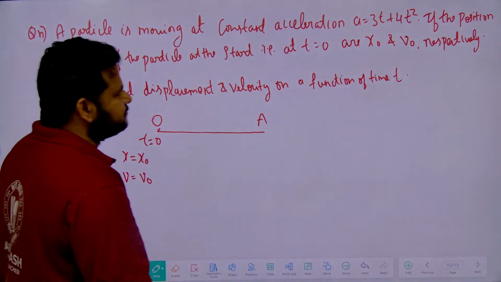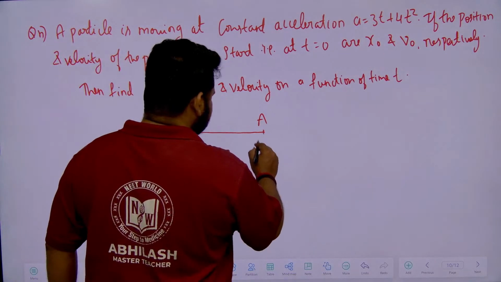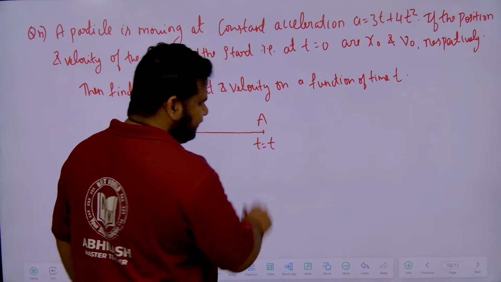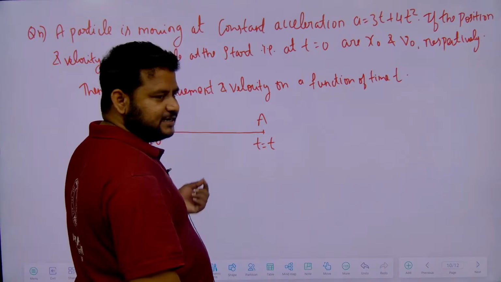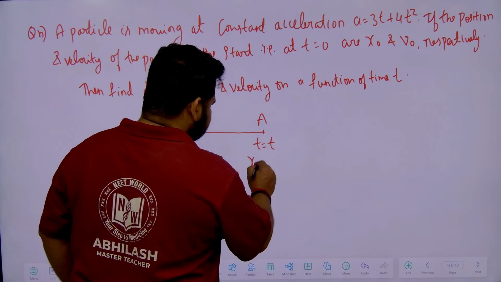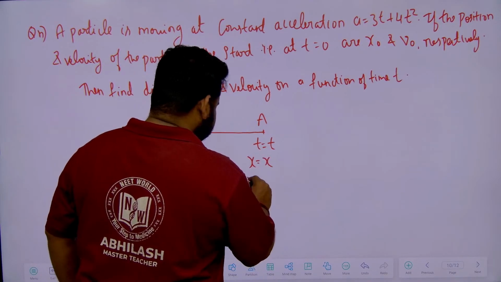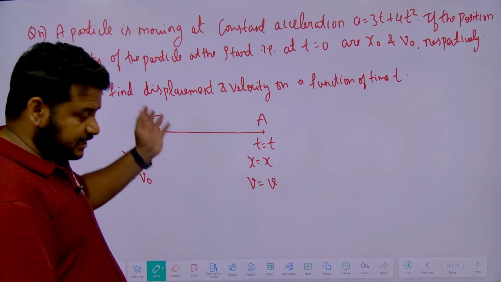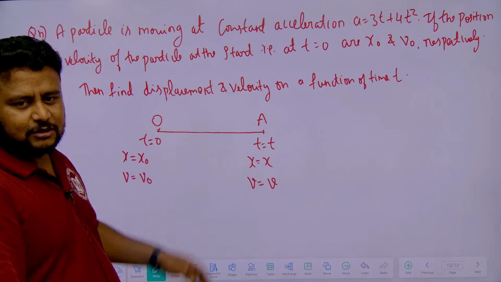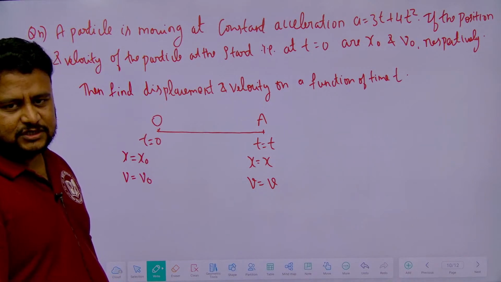Okay, now it is coming here. Here time will be equal to t. At this time t, as a function of time t, means at time t, what will be the velocity and displacement they are asking. Let us take it as x is equal to x, v is equal to v. Acceleration is given. We have to find displacement and also velocity we have to find out.